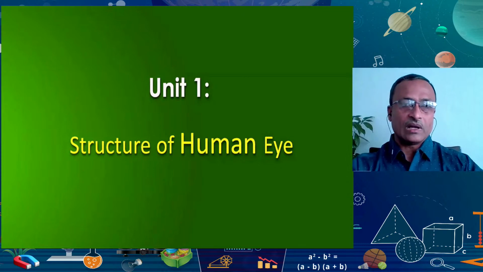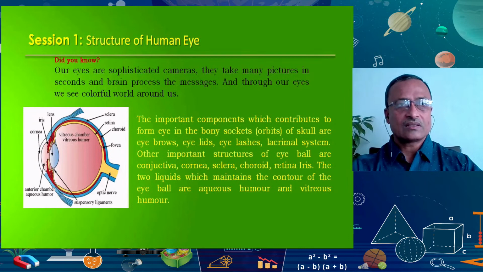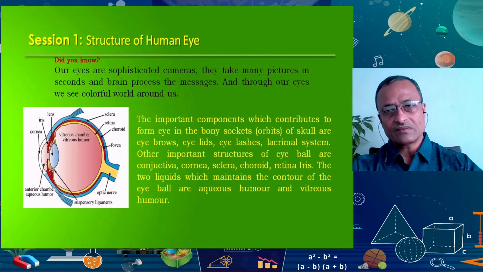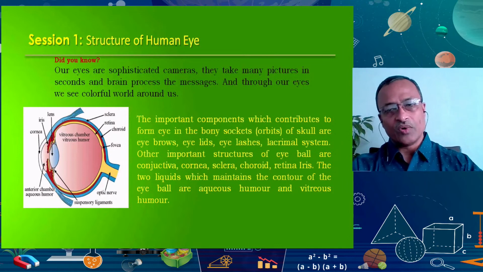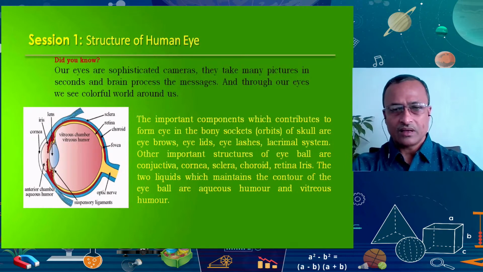Coming to unit 1, the structure of the human eye. The eye is just like a sophisticated camera. It takes many pictures per second, and those messages are processed by the brain, and we see those processed messages in the form of the colorful world around us. The important components of this compound eye are a bony socket, which we call the orbit, having eyelids and eyelashes. Other important structures are the conjunctiva, cornea, sclera, choroid, retina, and two liquid chambers maintaining the eyeball.